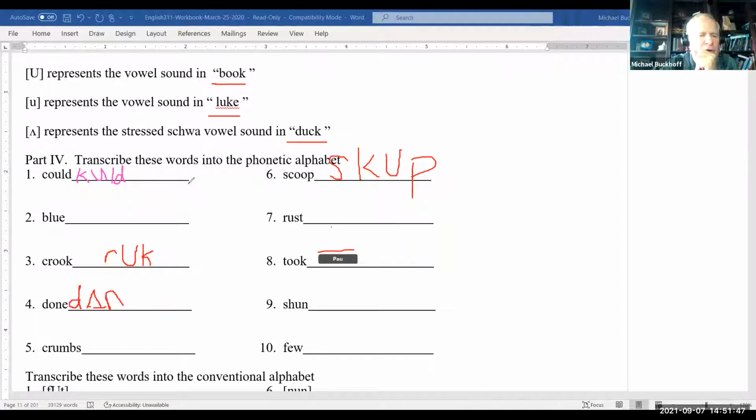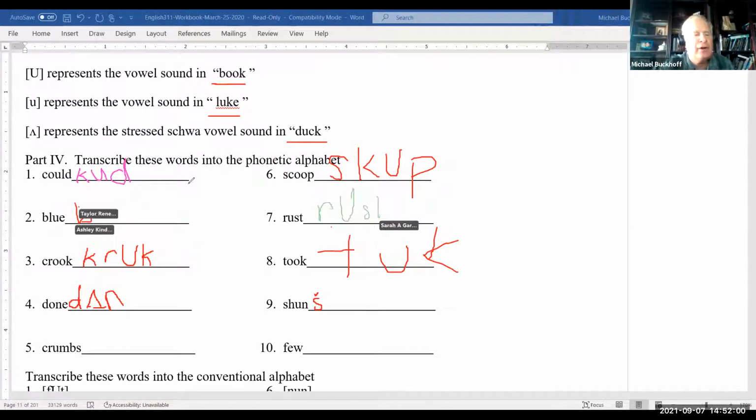Could, crook. Don't forget, yeah, there you got it, Jose. There you go, buddy. Yeah, book. You can see the same sound, book, crook. So it has that same sound.